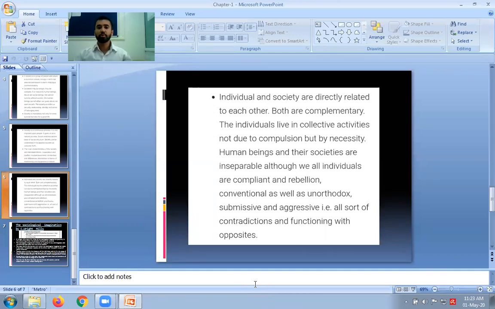So they are complementary to each other. They provide completeness to each other. That's what complementary means here. The individuals live in collective activities, not due to compulsion, but by necessity.